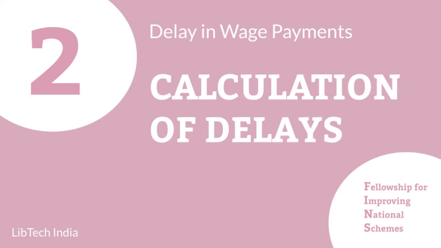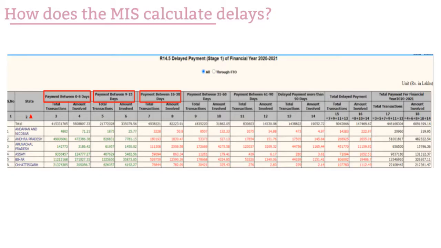In this video, we will understand how delays are officially calculated on the NREGA website. In R 14.5, the MIS contains data on payments made between 0 to 8 days, 9 to 16 days, and so on. But it is crucial to note that this is not the date on which the worker was paid. It is the date on which the FTO was forwarded to the center.